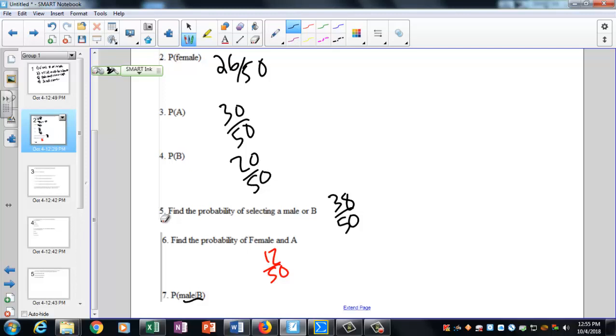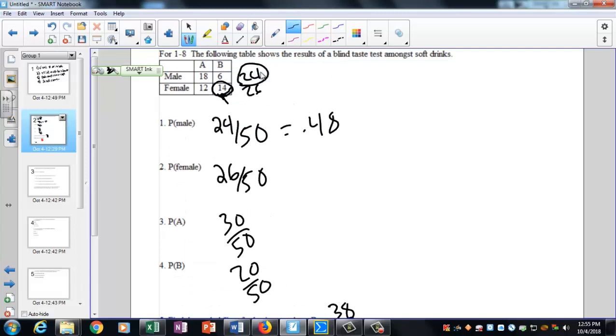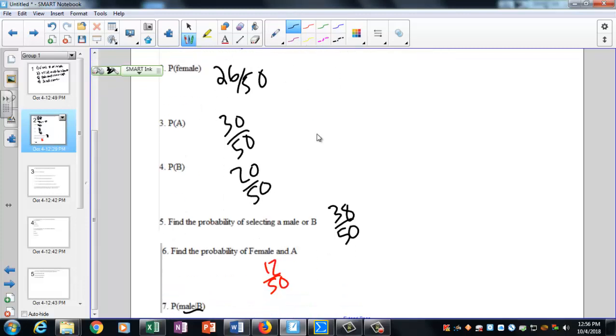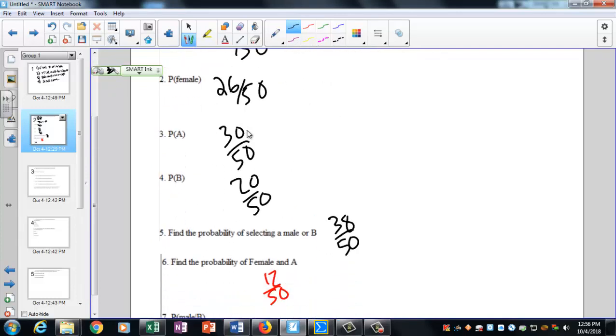Okay? This says the person that was selected is B. That is information that is critical, because at that point, in essence, what you are doing is you are limiting yourself to just this group of people. By saying the line, which is B, you're saying the person selected is B, there's 20 of them. Out of that 20, how many of them are male? You okay? 6. So the probability of male given B would be 6 out of 20.